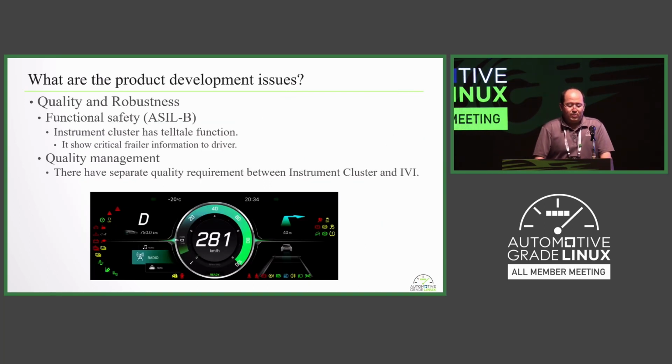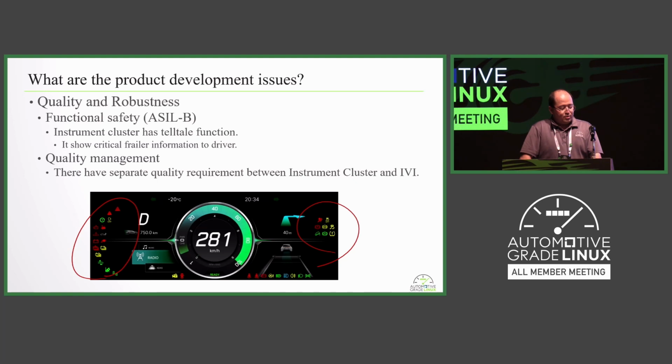So what are the product development issues? The first point is quality and robustness. The instrument cluster requires functional safety, typically ASIL B, because the instrument cluster has telltale functions, this one and this one, which show critical failure information to the driver.